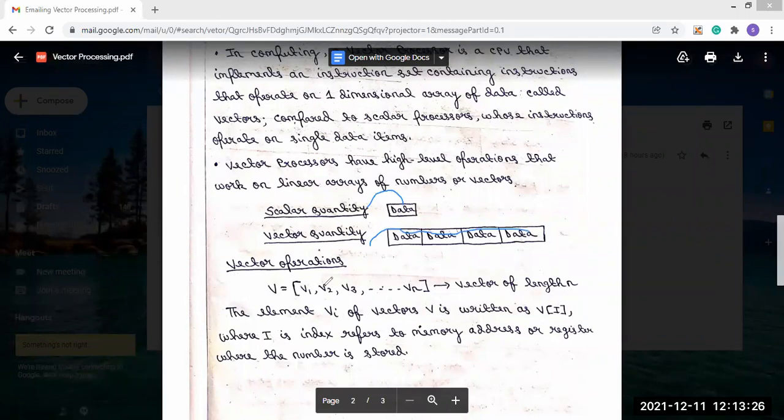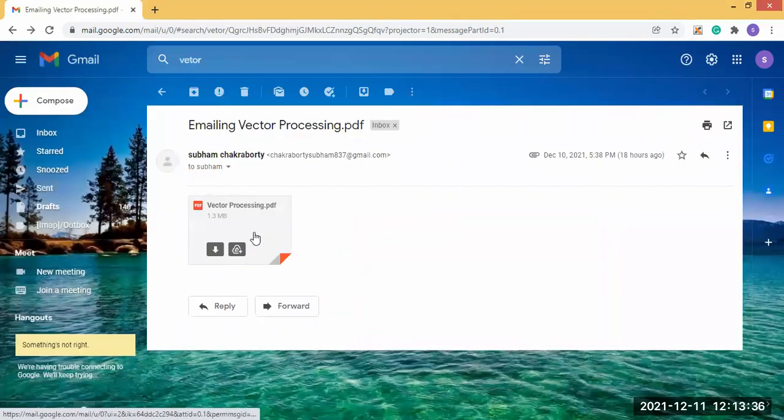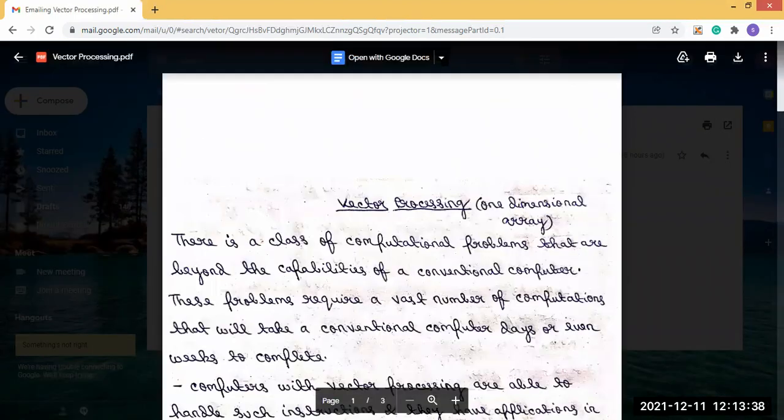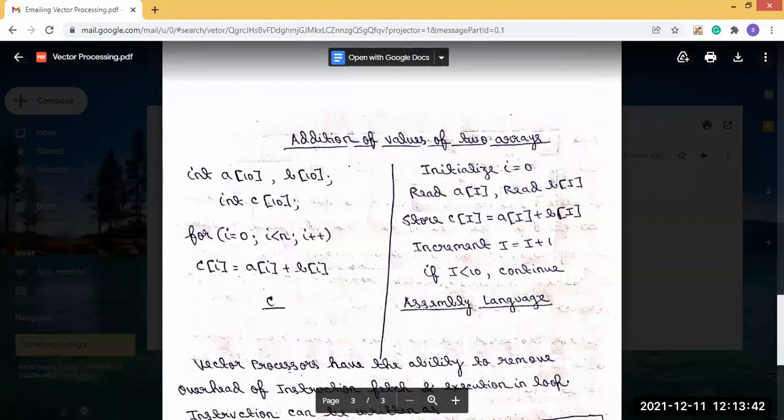And what is a vector operation? Let's take an example in the vector. Let's say we have to add values. Our problem is the addition of the values in two arrays.